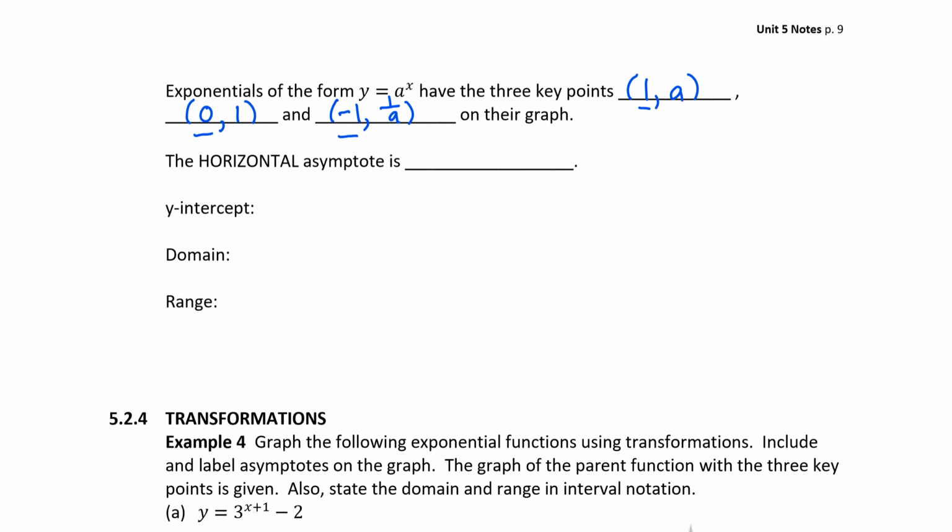The horizontal asymptote will always have the equation y equals 0. And the y-intercept for exponential functions is always 0, 1. Our domain is negative infinity to infinity, and our range is 0 to infinity. Those are the properties of a basic exponential function, but then those properties may change when we introduce transformations in the next video.